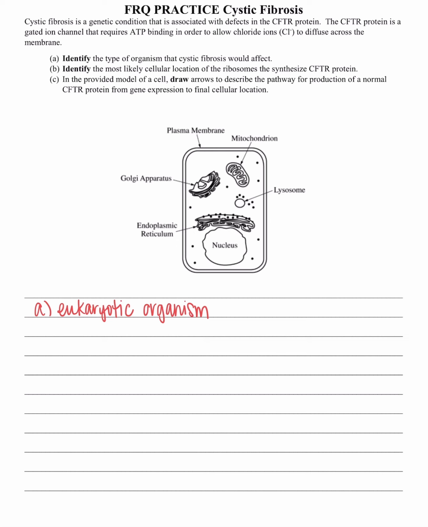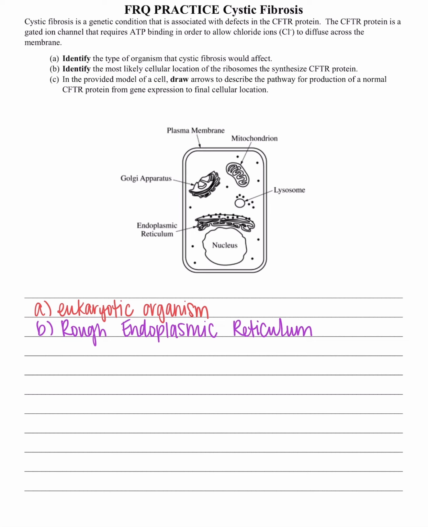Part B asks you to identify the most likely cellular location of the ribosomes that synthesize the CFTR protein. The answer to that is going to be the rough endoplasmic reticulum. That's because although ribosomes that are found free-floating in the cytoplasm and ribosomes found on the rough ER both synthesize proteins, they both synthesize proteins that end up doing different things and going to different places.